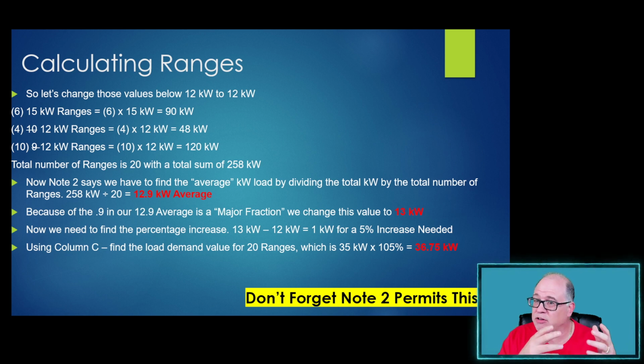Now, once we do that, we're just going to pretend it's a single range right now, because we're just looking for this percentage. That's all we're doing now. We did all this to find a percentage that exceeds 12. Don't forget, we still got 20 ranges. We're just going through the exercises.